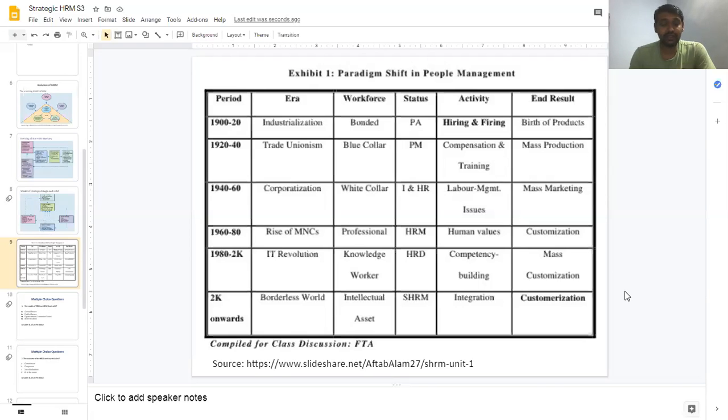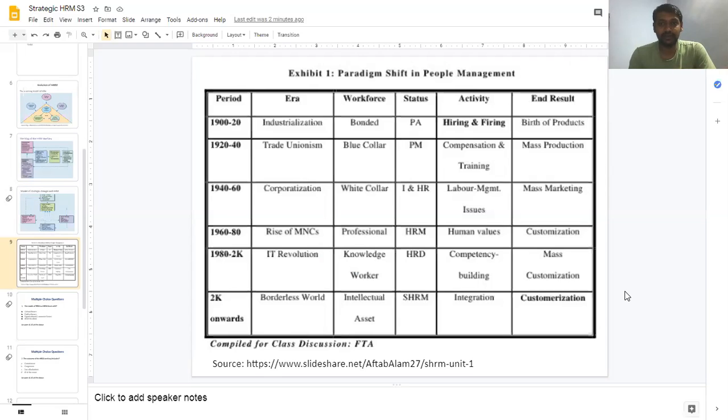Next, we move on to the 1920 to 40s era, where we have the trade unionism era. Here, there is no bonded labor. That time we had blue collar jobs, where workers were working in factories. It is also a kind of bonded labor. Here the concept of compensation and salary came, and proper training was given to people. The end result of this was mass production.